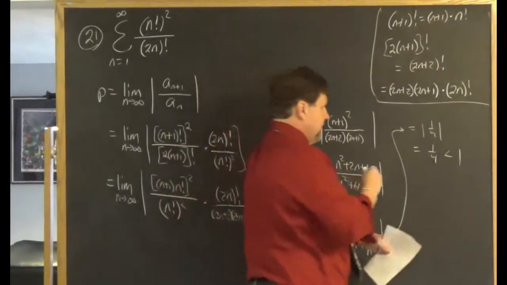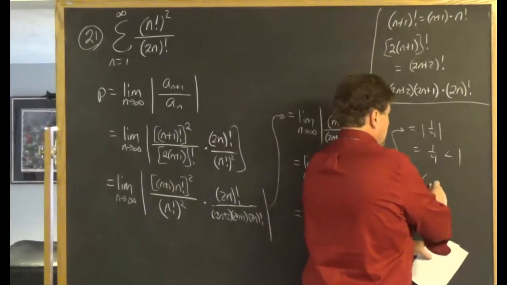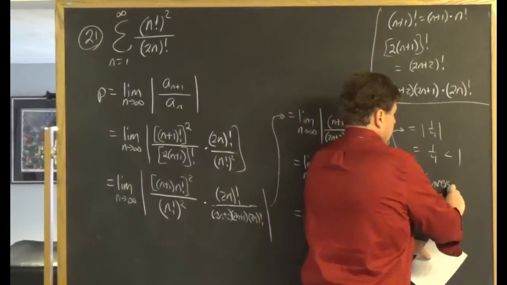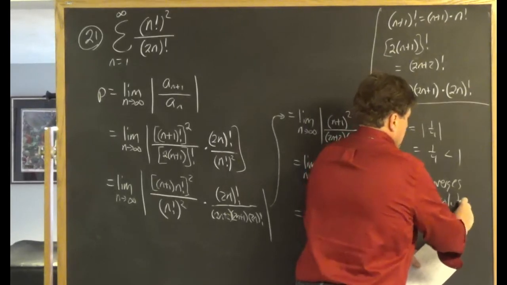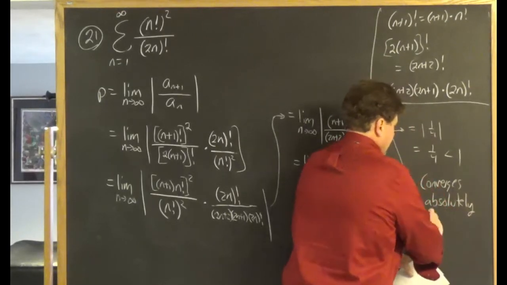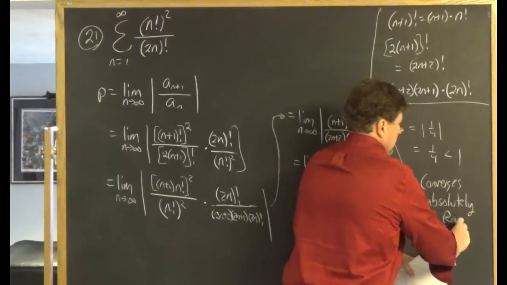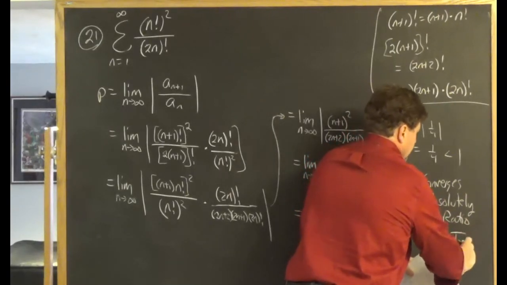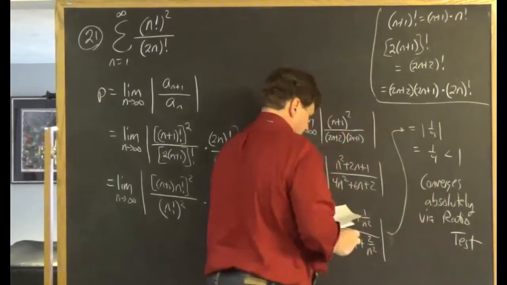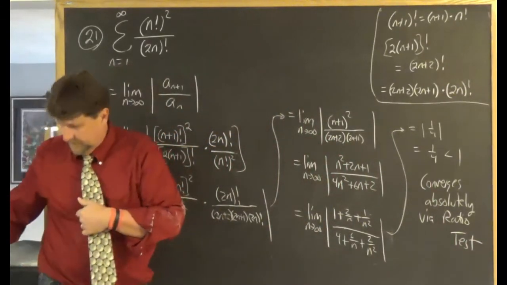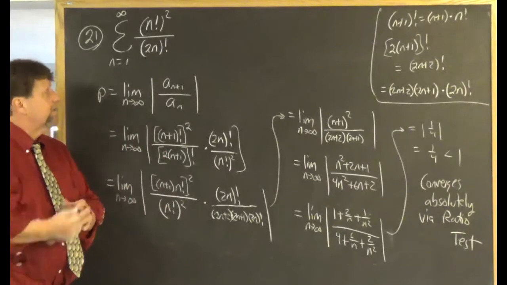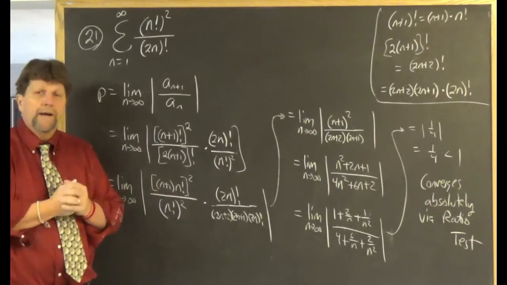So from the ratio test, our series converges absolutely thanks to the ratio test. Okay, so that's number 21.